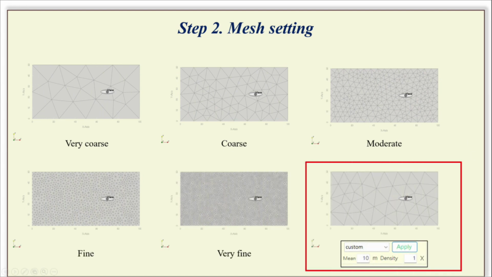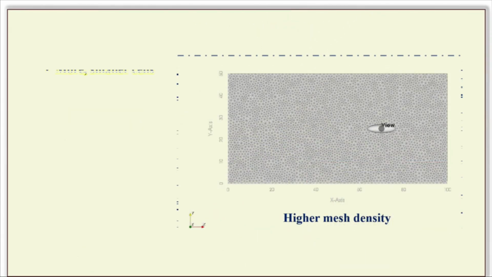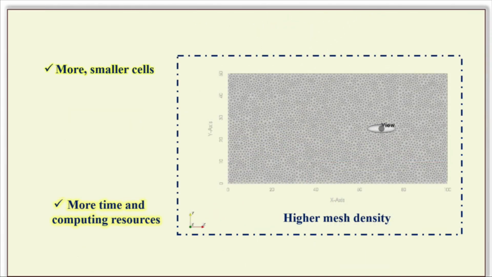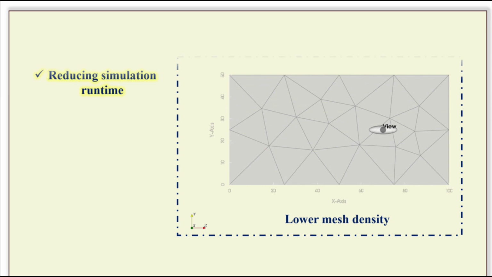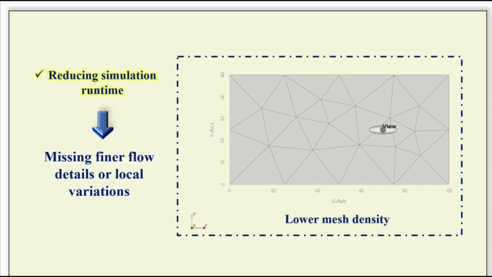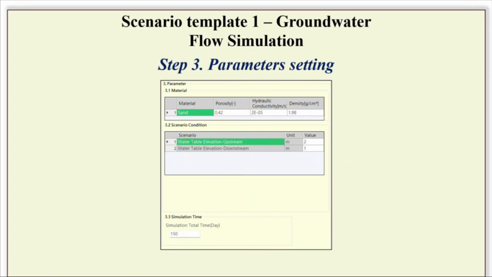Mesh density can be adjusted to control the level of detail in the simulation grid. A higher mesh density uses more, smaller cells, which increases accuracy but also demands more time and computing resources. In contrast, a lower mesh density speeds up the simulation but may miss finer flow details or local variations. In this case, we can select the moderate option and set the density to 1, which provides a balanced resolution suitable for most scenarios. Then, we'll define the parameters.